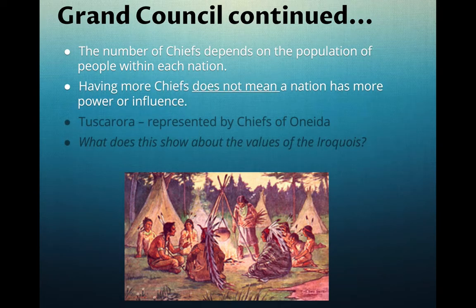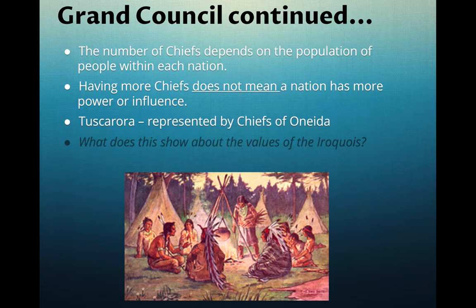This is really key. Having more chiefs does not mean a nation has more power or influence because everyone was treated equally. The Tuscarora, which are part of this League of Six Nations, but not the five, were represented by the chiefs of the Onondaga. So they still had a say, but they were kind of lumped in with them.